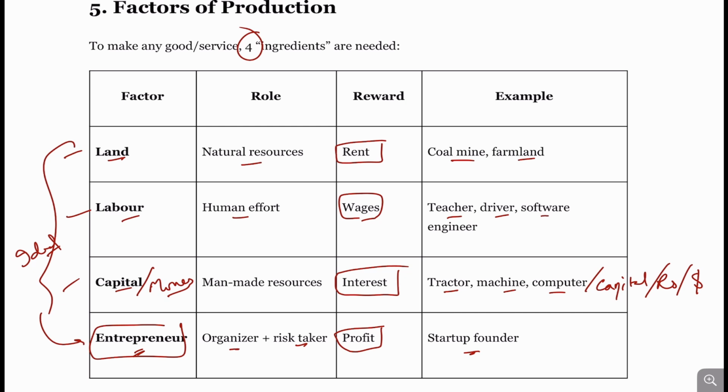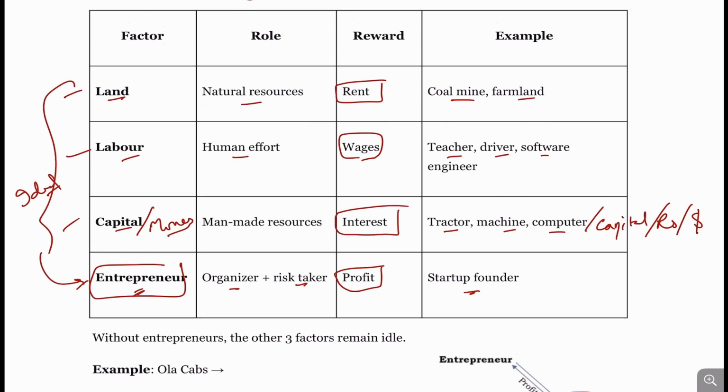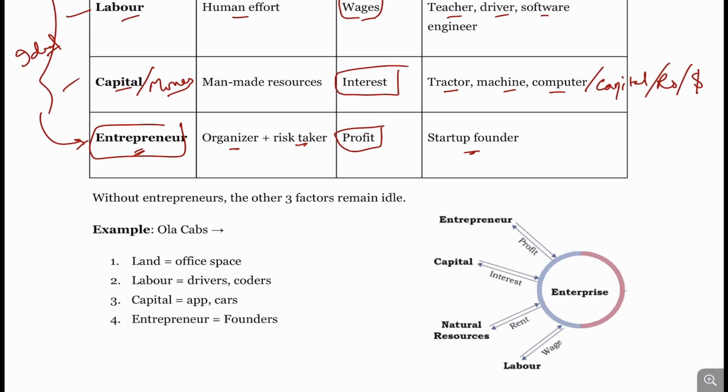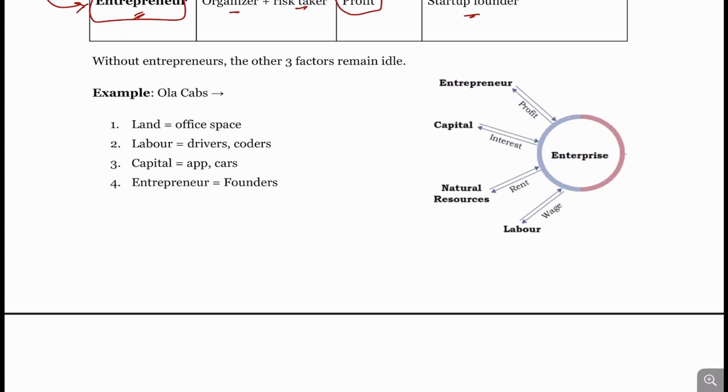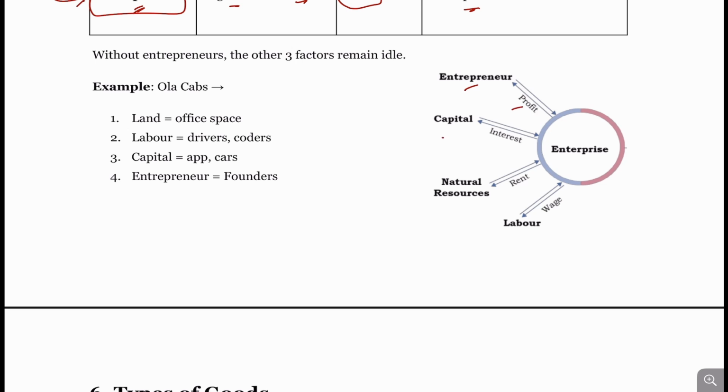This person takes the risk and starts an economic system. That's why the role of the entrepreneur becomes very important. So an entrepreneur takes the profit, capital takes the interest, natural resources earn the rent, and labor earns the wages.